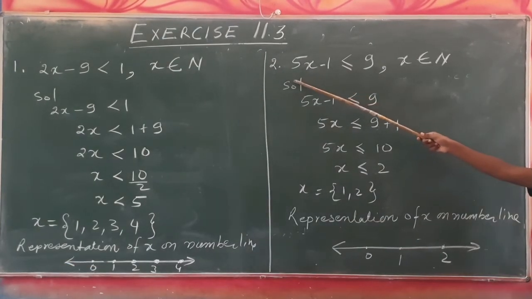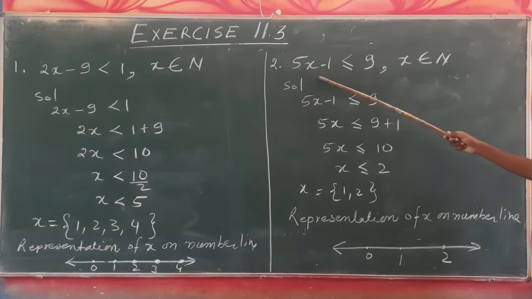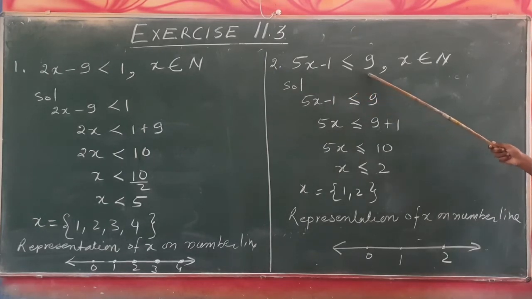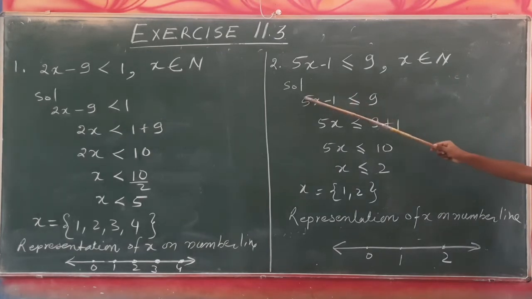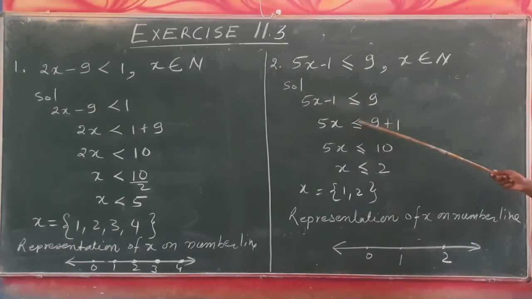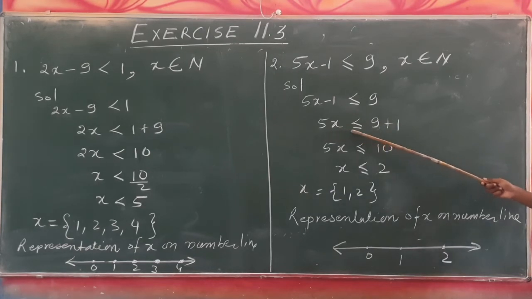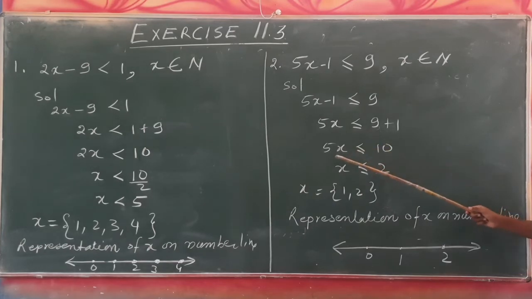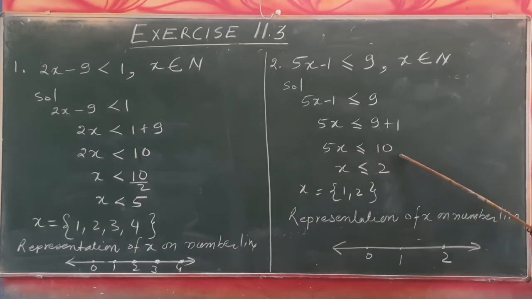Coming to the second question. The second question says 5x minus 1 is less than or equal to 9, and x belongs to natural numbers. So, solution: 5x minus 1 is less than or equal to 9. On transposing minus 1 to the right hand side we get plus 1. So the next step we get 5x is less than or equal to 10.